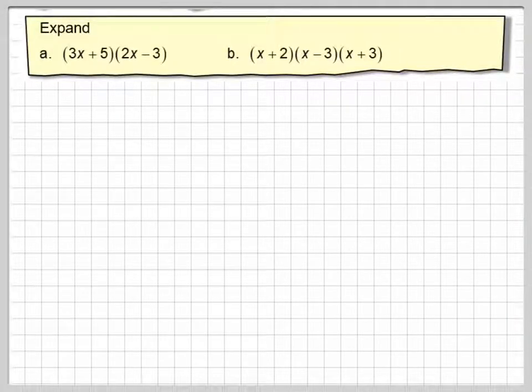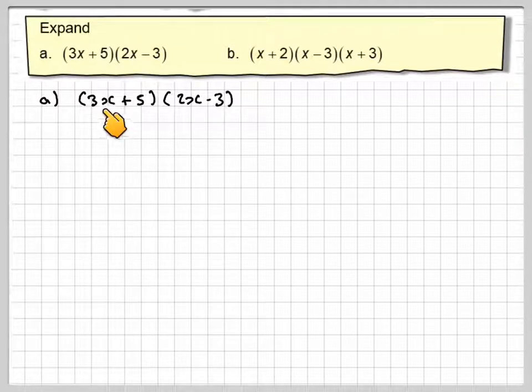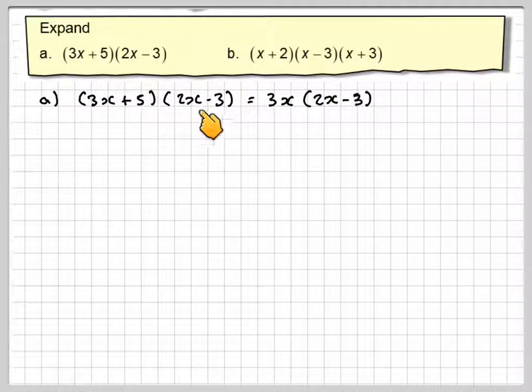Hi, so in this video we're going to expand two brackets and then three brackets. So we're going to first of all expand 3x plus 5 times 2x minus 3. So writing that out. Now one way to do it is to say that this is 3x times 2x minus 3 plus 5 times 2x minus 3. And then to expand each bit term by term.